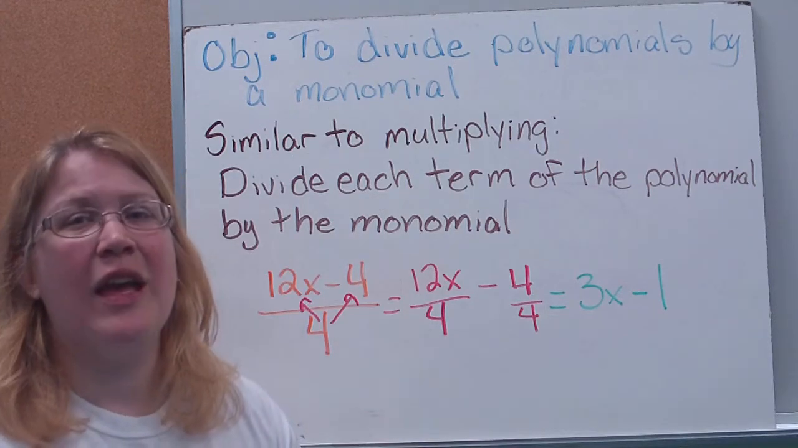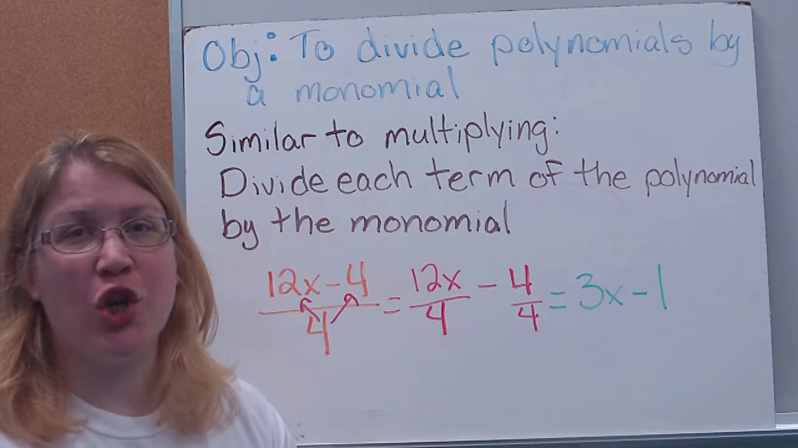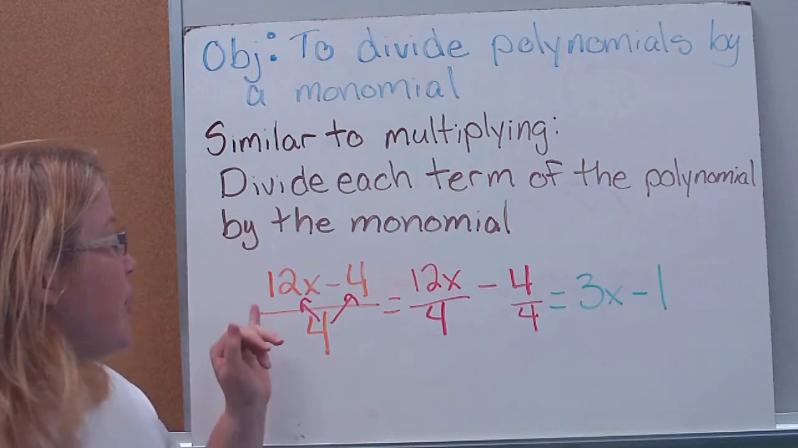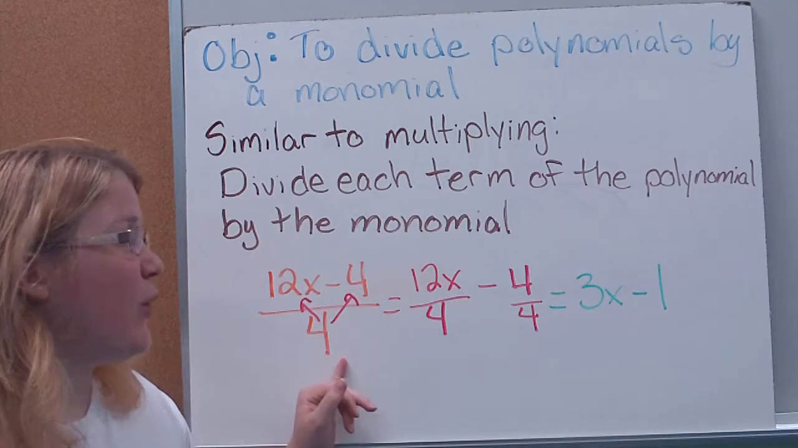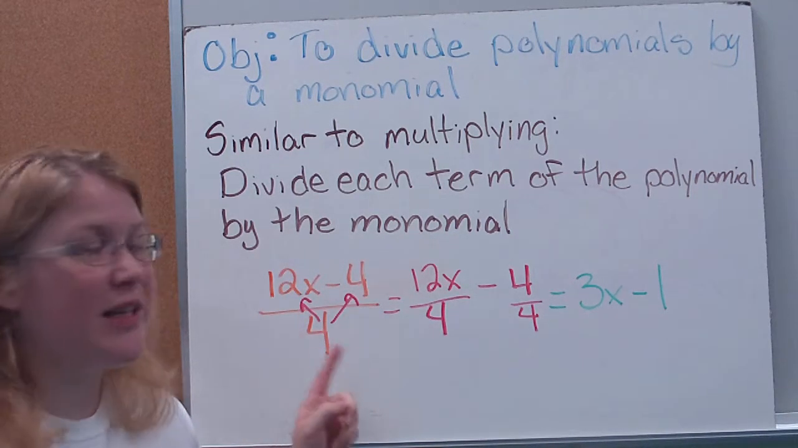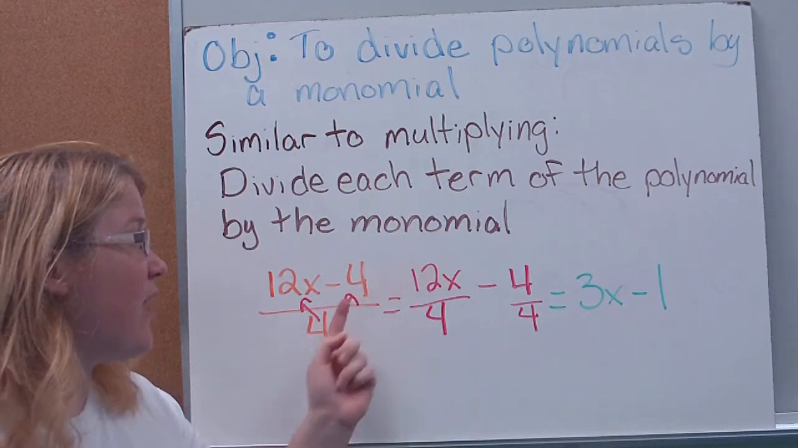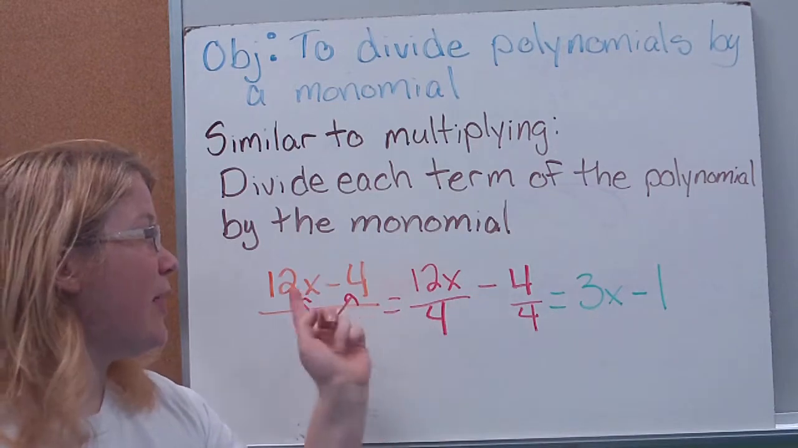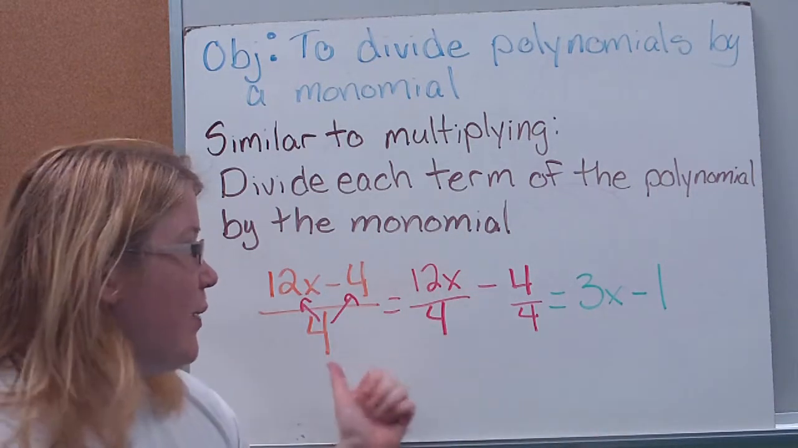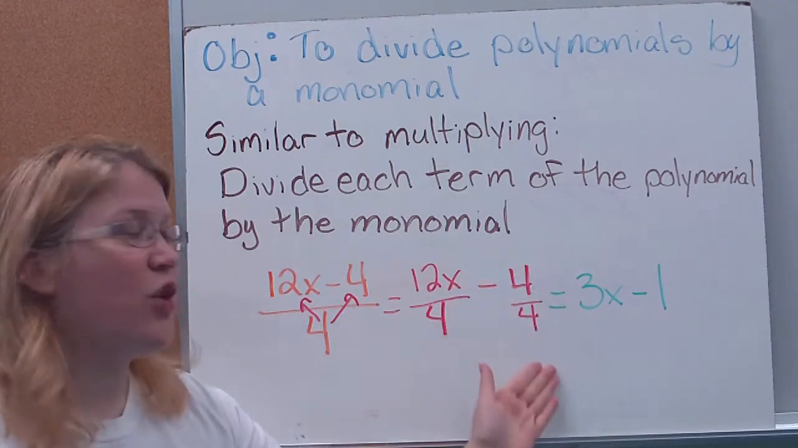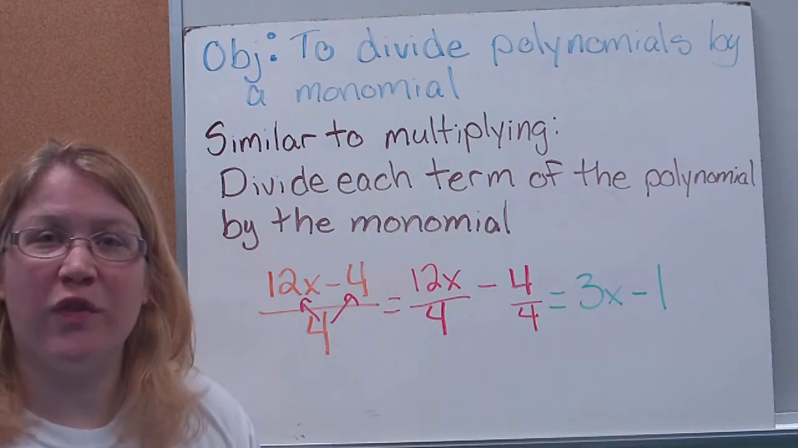I'm not dividing part of it. I'm dividing each part, each term, by that bottom number. So for example, here I have 12x minus 4 divided by 4. So I've drawn these little arrows saying basically I need to divide 12x by 4, which I wrote over here, and I need to divide 4 by 4. And then I'm keeping all of those signs, and this is the same here. Okay? So I'm just doing two different divisions, kind of the way I did two different multiplications.